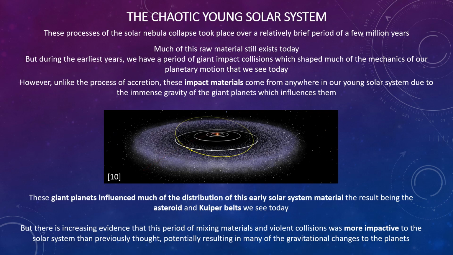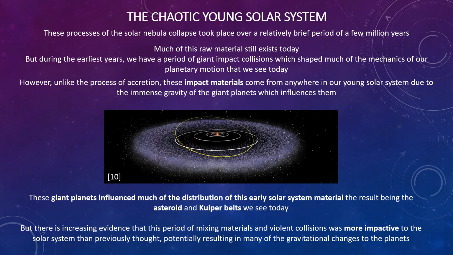So our young solar system was quite a chaotic and crazy place to be for those first few million years. And it's thought that this formation period happened relatively briefly, in a few million years. Much of this raw material still exists today, but during those early years, we had tons of giant impacts and giant collisions happening in our solar system, which helped shape the mechanics of the planetary motion that we see today.